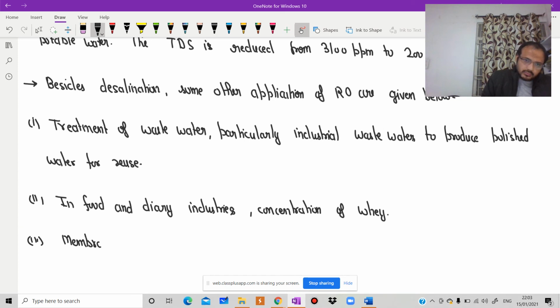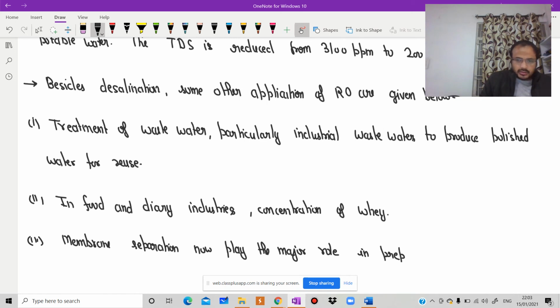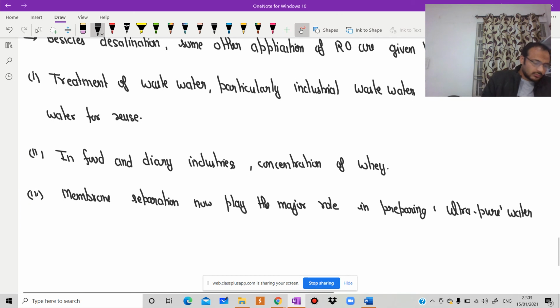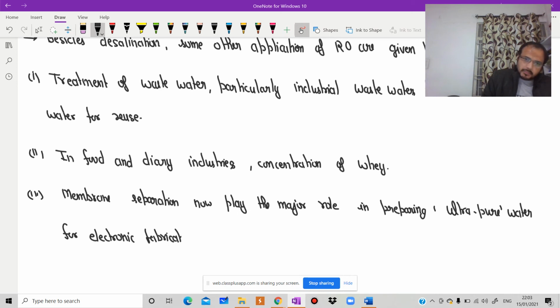Membrane separation now plays the major role in preparing ultra pure water for electronic fabrication industries, because rinsing with such water is important in almost every step of IC, integrated circuit, manufacturing.